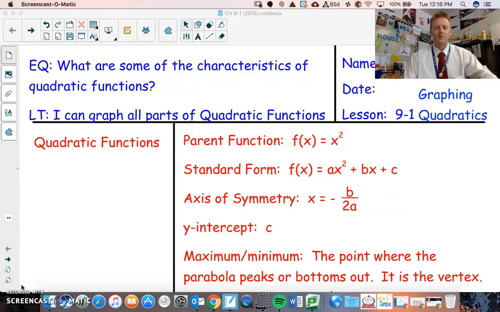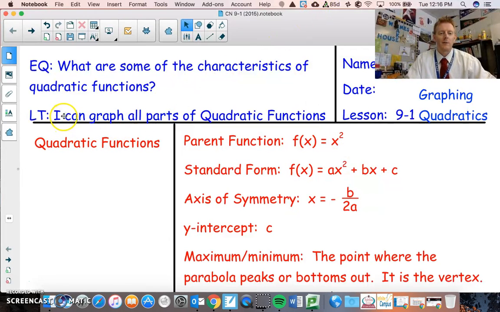Chapter 9 is about the quadratic equation and being able to solve and graph and all those fun parts. So we're going to get started right away here. This is kind of a longer lesson for us, so we've got to make sure that we keep moving here. Our big goal is being able to graph all parts of the quadratic equation. You're going to want to have some of this stuff written down in your notes for what they are.